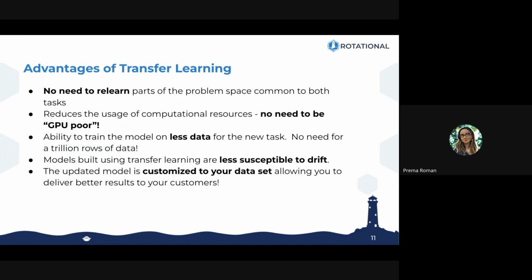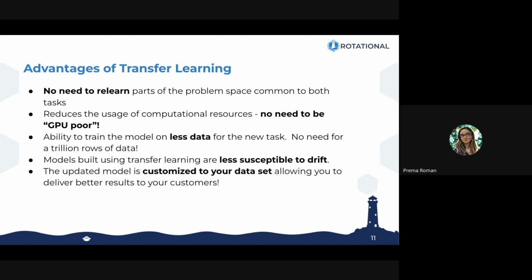So in a nutshell, what are the advantages of transfer learning? There's no need to relearn parts of the problem space common to both tasks, because these pre-trained models have already learned all the basics of the English language. And because of this, you don't need large machines and multiple machines. So there's no need for you to be GPU poor. And also now you can train these models on a lot less data, and specifically your domain data. And so there's no need for this trillion rows of data.